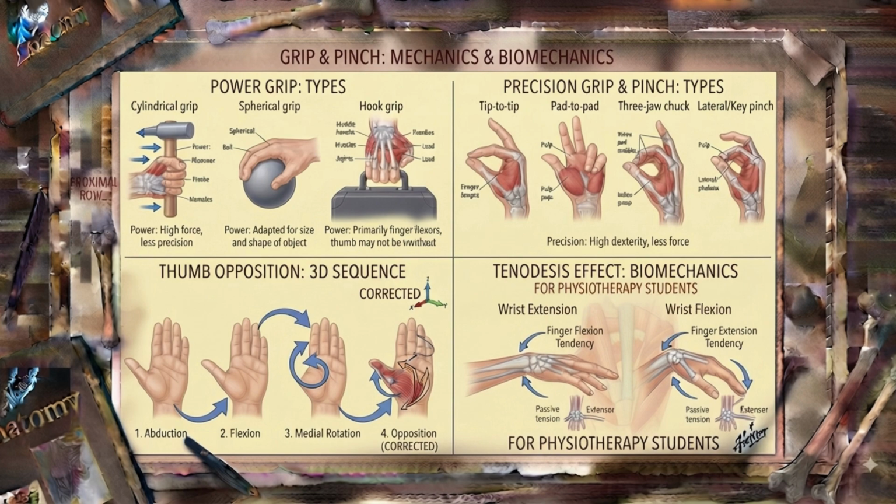Now, an important biomechanics concept for physiotherapy students, the tenodesis effect. When the wrist moves into extension, passive tension in the finger flexor tendons tends to produce finger flexion. When the wrist moves into flexion, passive tension in the extensor tendons tends to produce finger extension. This is also known as active or passive insufficiency. This is an important example of how movement at one joint influences another through muscle tendon relationships.